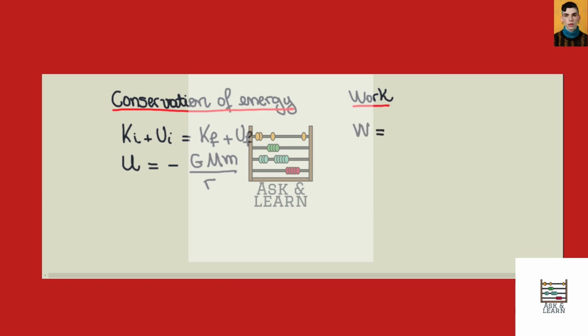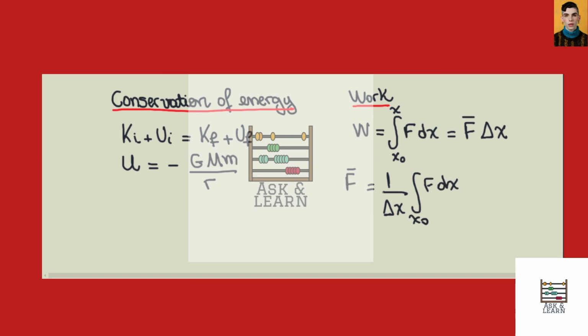So the work exerted on an object is equal to the integral of the force over distance from the point where the force starts being applied to the point where the force stops being applied. It also can be written as the average force times the distance delta x. The average force is defined as 1 over delta x times the integral of F dx from x0 to x, where delta x is x minus x0, I'm sorry.